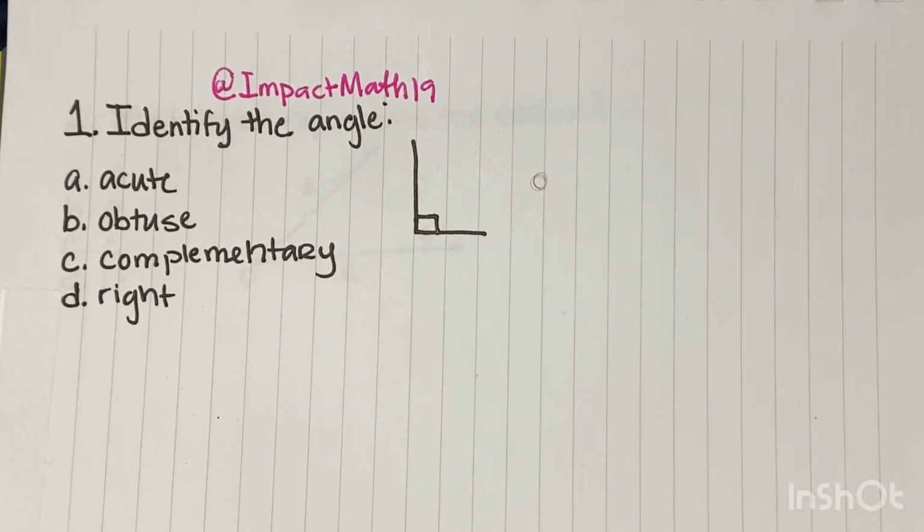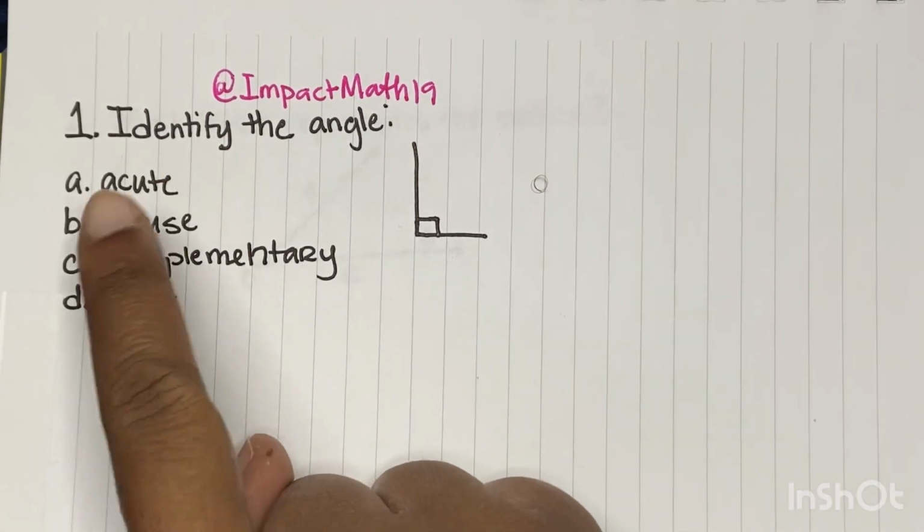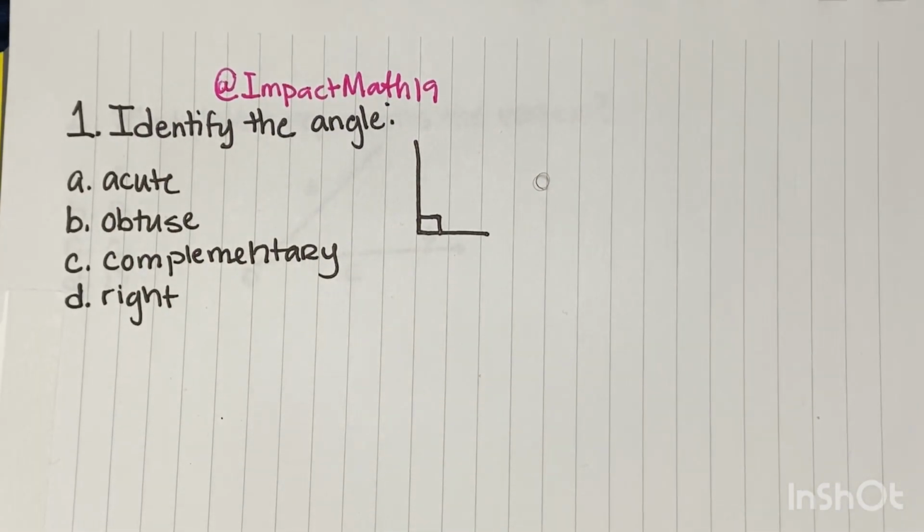Alrighty, we have ASVAB angles, okay? So this mini lesson is going to be on angles and the type of problems that you can get for geometry. So number one, identify the angle, okay? They have this picture here and you have to know these important vocab words, okay? So let's break them down.